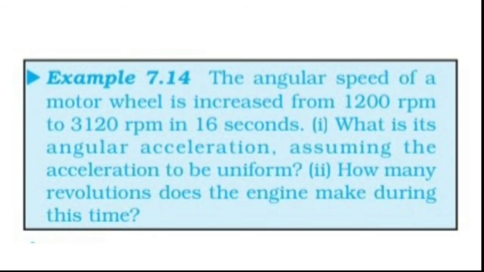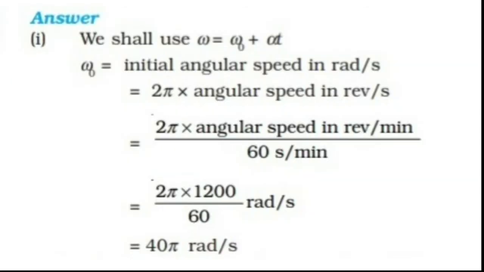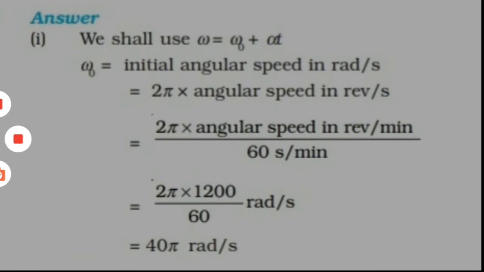So first we need to change the unit of omega from rpm to rotations per second or radians per second, we say. So how will we change the unit? First we can write nu, then 2 pi nu will give you omega. So it's given in 60 seconds, 3200, no?